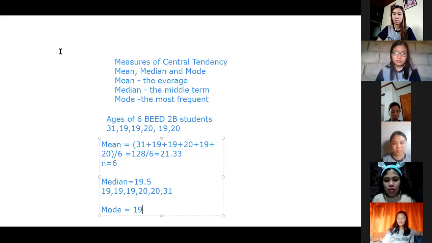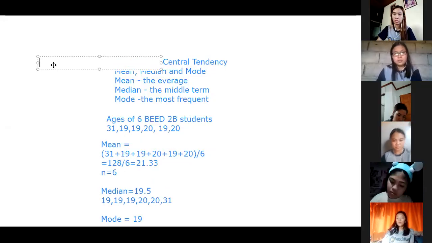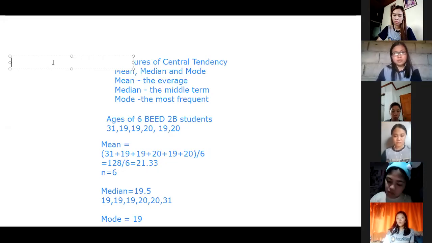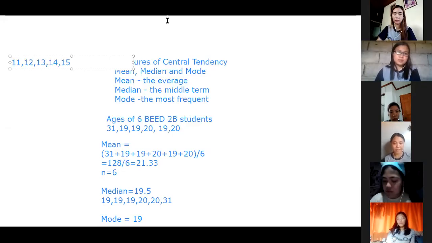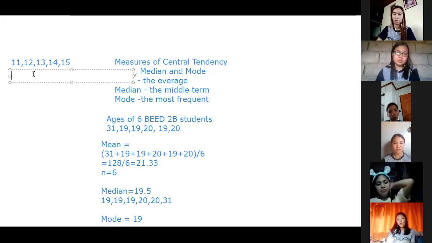Halimbawa, ito halimbawa yung score natin. We have 11, 12, 13, 14, 15. Ayan. So ito halimbawa yung score natin, yung 5 na to. Kung mapapansin nyo, yung frequency niya, tig-iisa lang. Kung tig-iisa lang yung frequency, ibig sabihin, ang mode niyan, wala. So ang lalagay nyo ay non-modal.